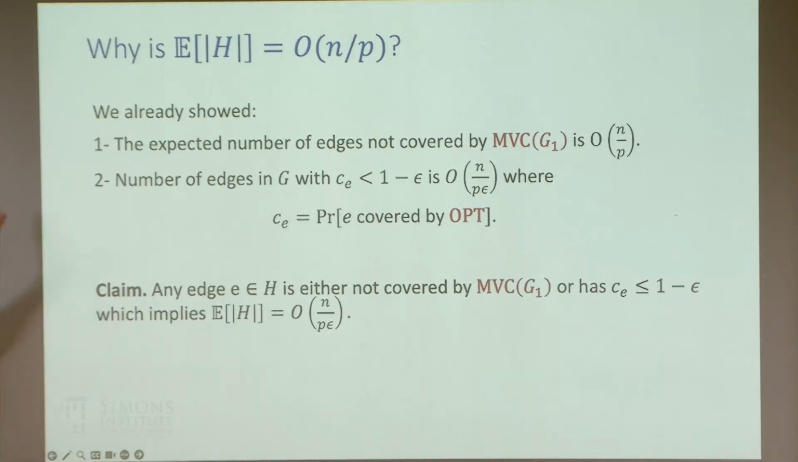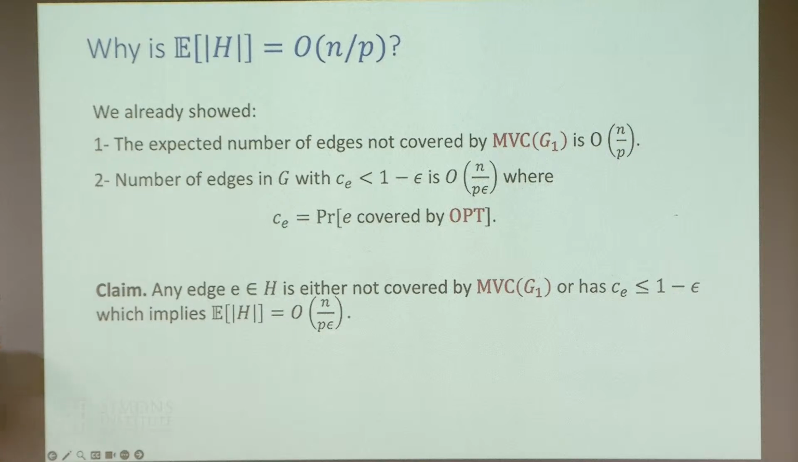So the claim is that any edge that joins here would either be queried by algorithm 1 or algorithm 2, because we know that both algorithms query O of n over p epsilon edges. It means that this algorithm also queries O of n over epsilon p edges. Okay, let's see why.